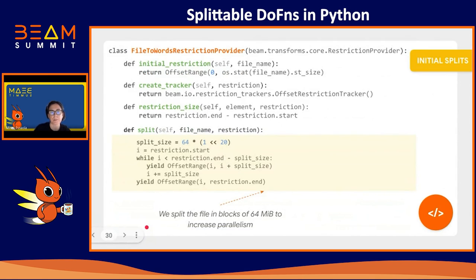Okay, so what would I do to provide initial splits? So implement this method. For instance, if I have very large files, for a better parallelization of the work, I could decide to split the files in chunks of 64 megs. So I would do this in the split method to create restrictions that are of 64 megabytes, the last one being a bit smaller because it might be that it's not an exact multiple of 64. Okay.